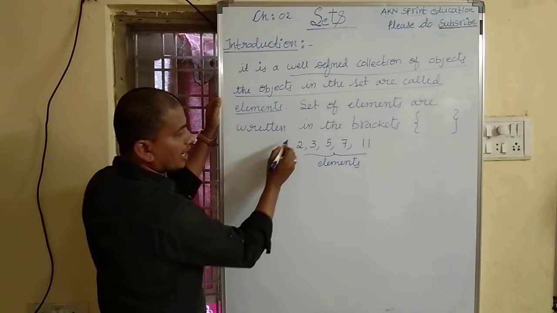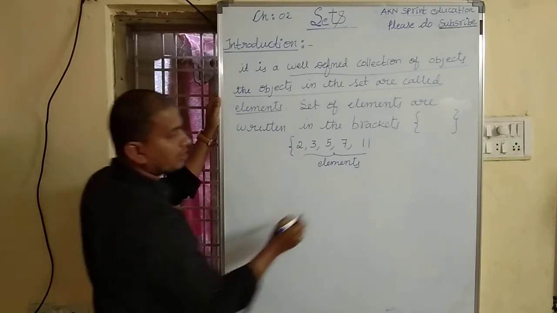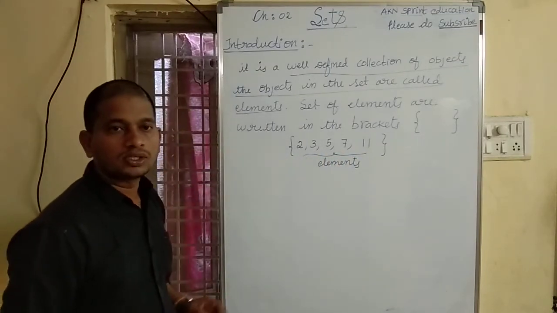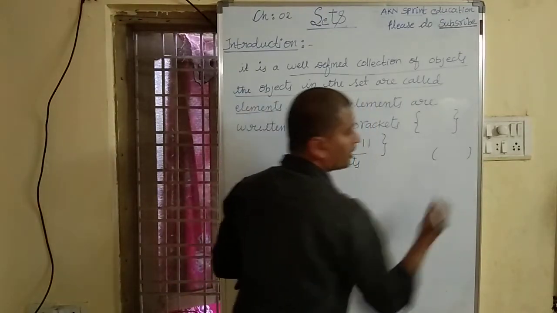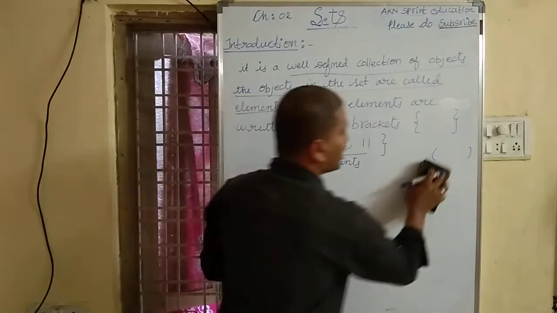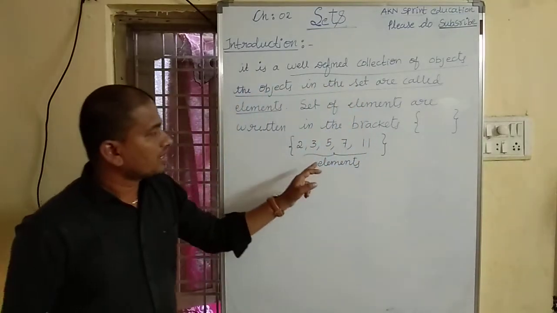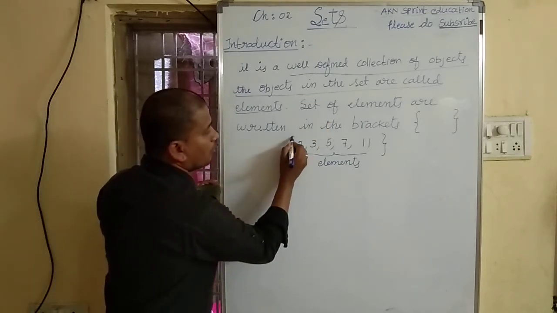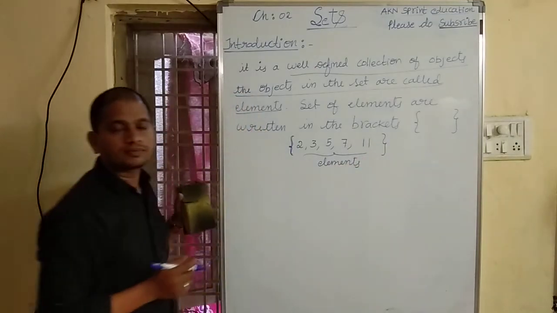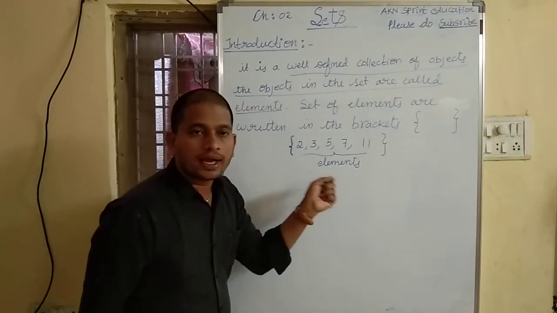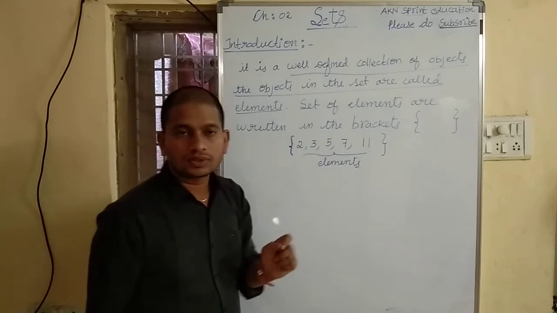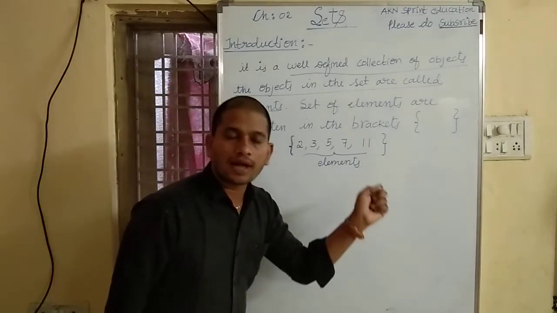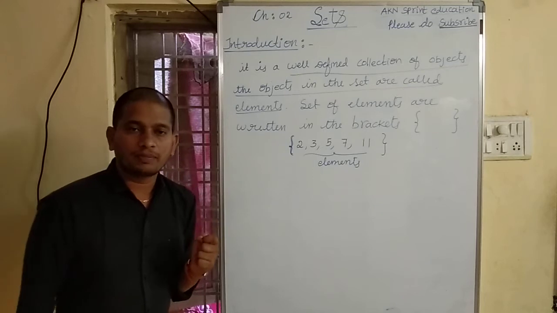See, actually we have to write a set like this. We have to open the bracket and close the bracket. Curly brackets we say that. So don't write open bracket and close bracket. Generally sets are represented within the open bracket and closed bracket like this. The objects in the set are called elements, and elements are separated by comma.